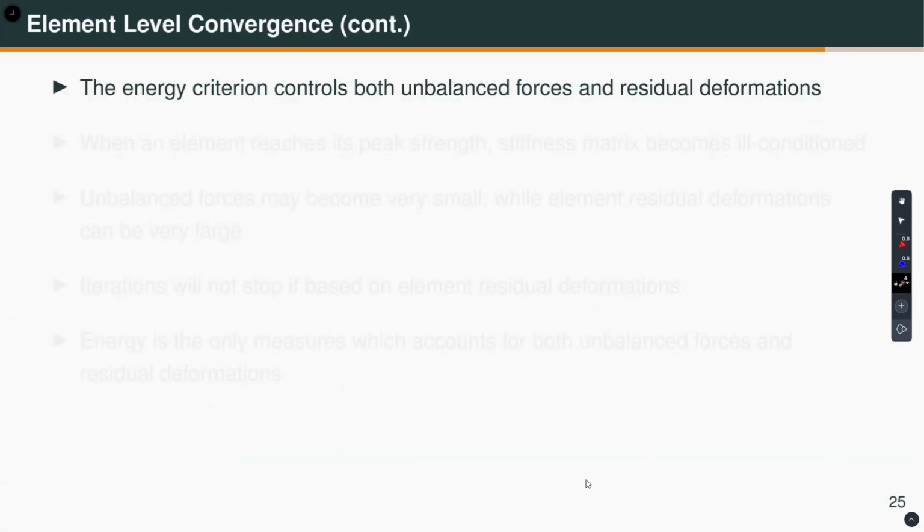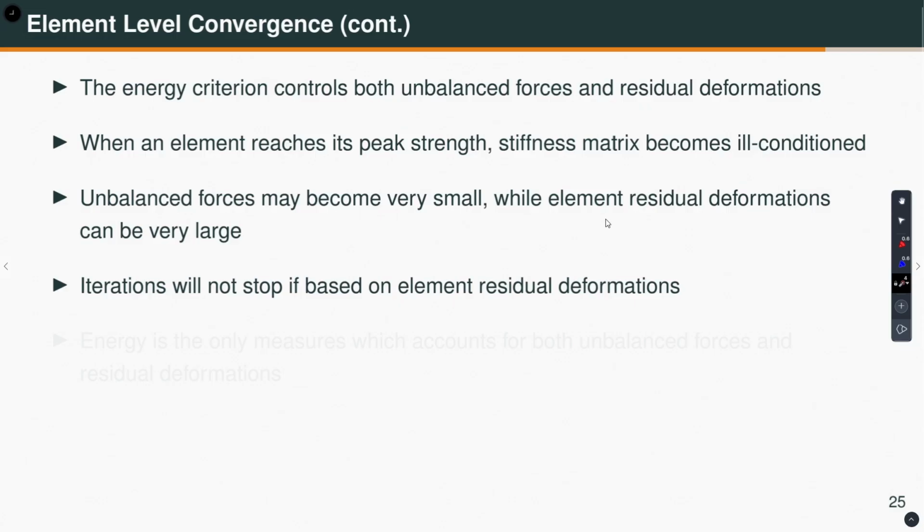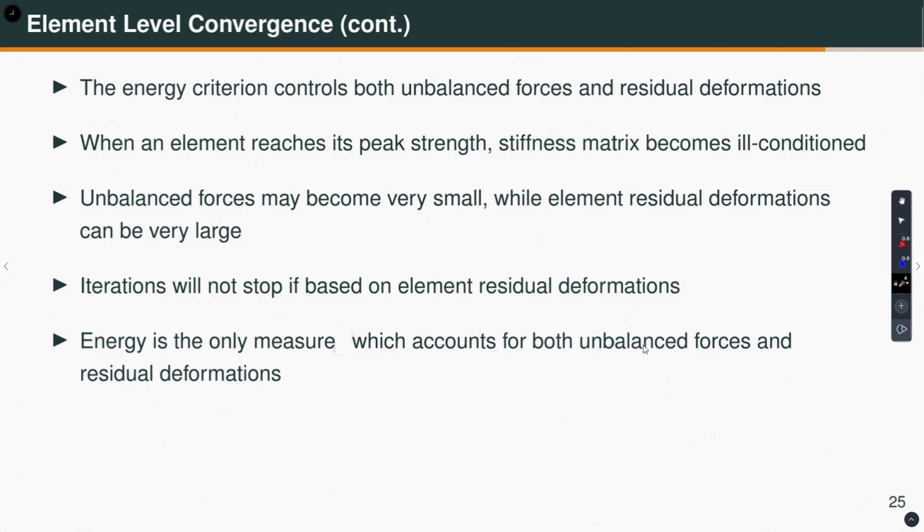Now, the energy criterion controls both the unbalanced forces and the residual deformations, hence it is better. Okay. When an element reaches its peak strength, the stiffness matrix can become ill conditioned and unbalanced forces can be small, while the element residual deformations can be large. So, if you use a criterion based on element deformation alone, then your iteration may not stop, because of the large element residual deformations. Okay. So, energy is the only measure which accounts for both unbalanced forces and residual deformations. So, therefore, it is better.